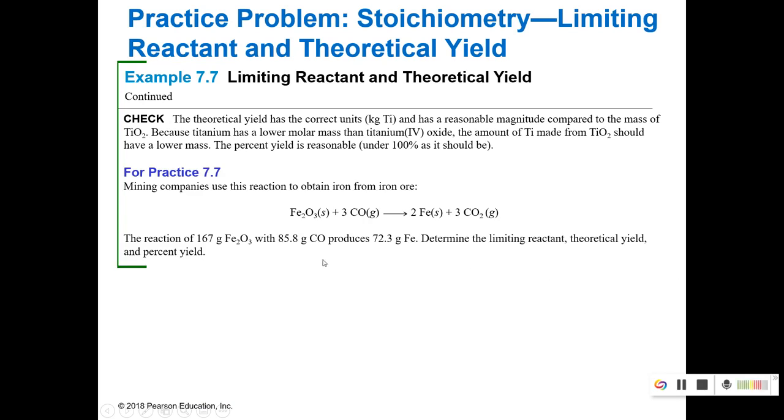Just make sure you know, I'm just going to walk through this last one. 167 grams iron 2 oxide, 85.8 grams carbon monoxide produces this, so this is my actual. We solve both CO and Fe2O3 to just solid Fe, and we do the same process we just did with the last one. If you need help, please reach out to me.